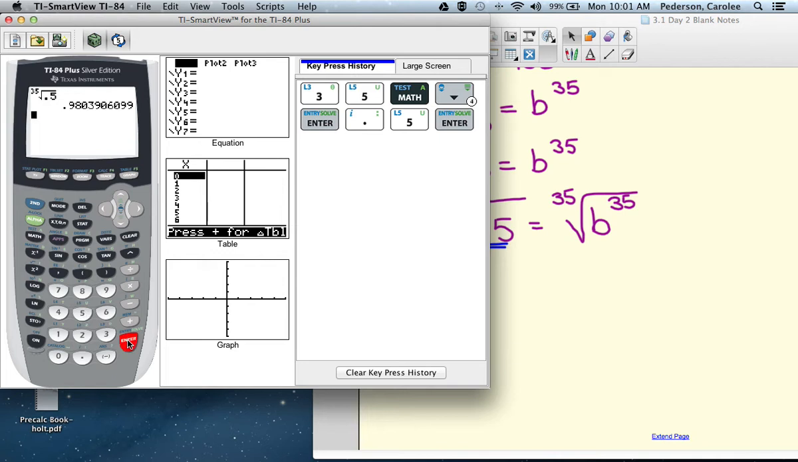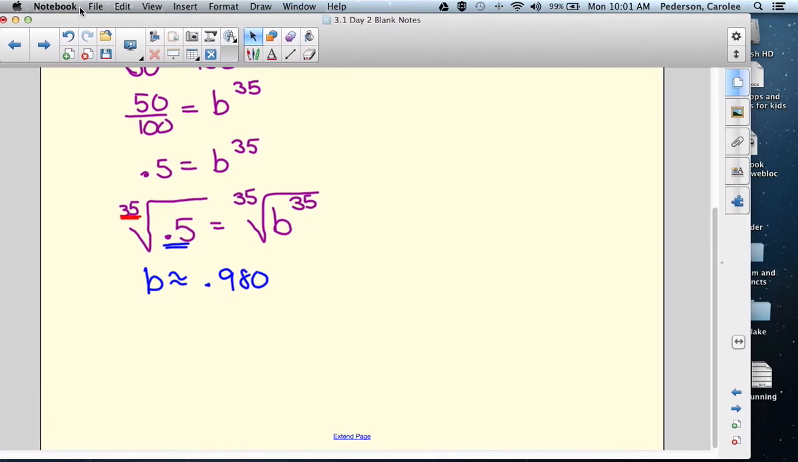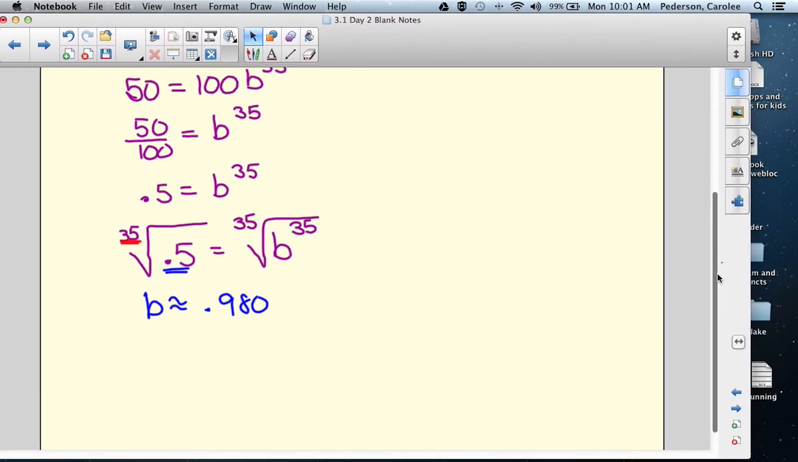We enter it, and we'll get our value of approximately 0.980. So let's go to 3 significant digits here. So our b value is approximately 0.980. All right, let me scroll my graphing calculator off to the side here. I'm going to head back up.